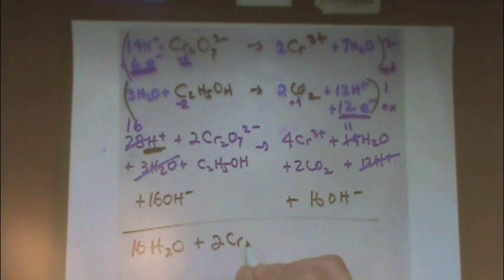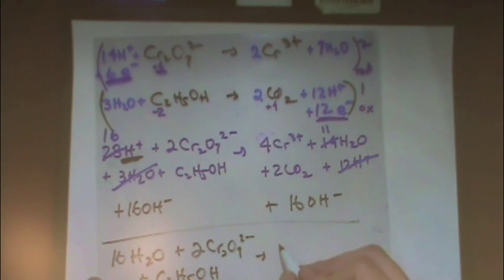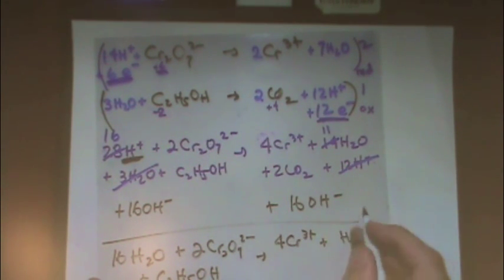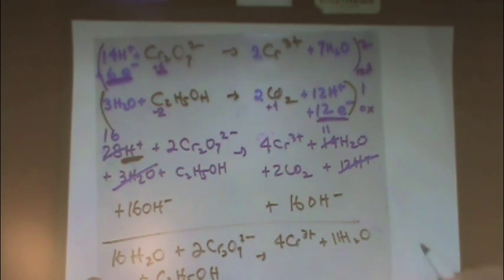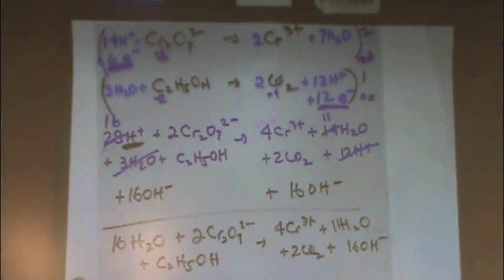Plus 2 dichromate ions, plus, let's see, C2H5OH. Right-hand side, 4 Cr3+, 11 H2O, plus 2 CO2, plus 16 hydroxides. Does anything cancel? Are we good? The waters cancel to leave 5 here.